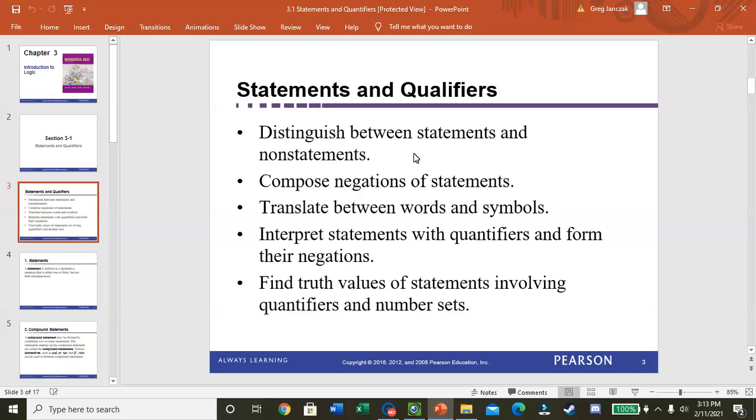Okay, we're going to go over the objectives: distinguishing between statements and non-statements, composing negations of a statement, translating between words and symbols, interpreting statements with quantifiers and forming their negation, and finding truth values of statements involving quantifiers and number sets.